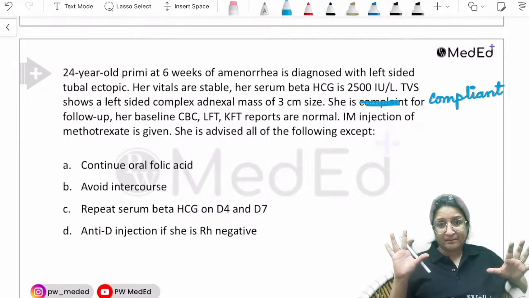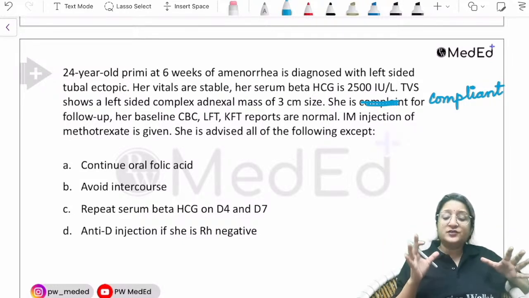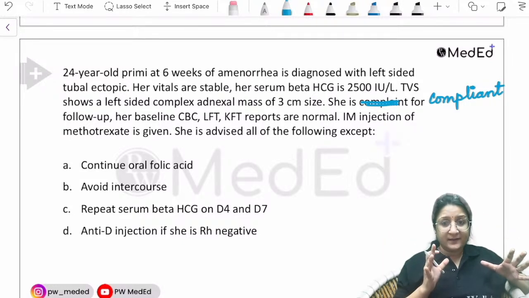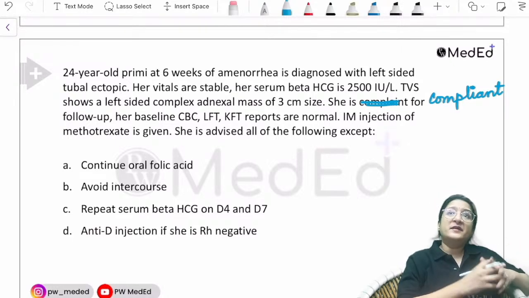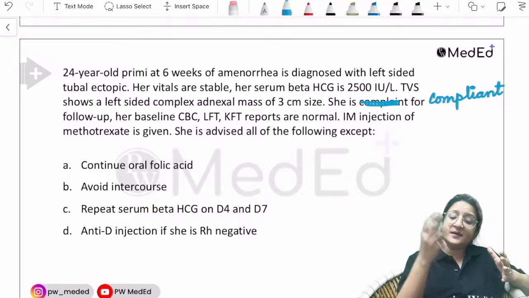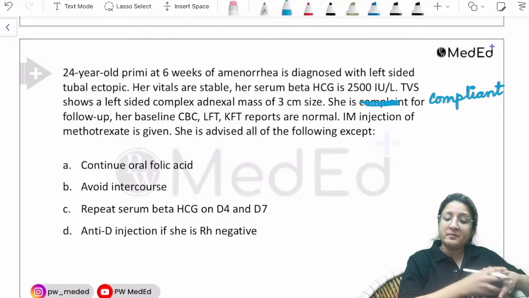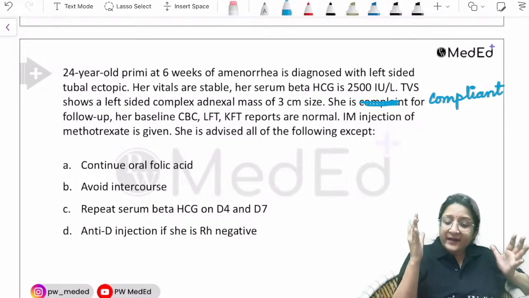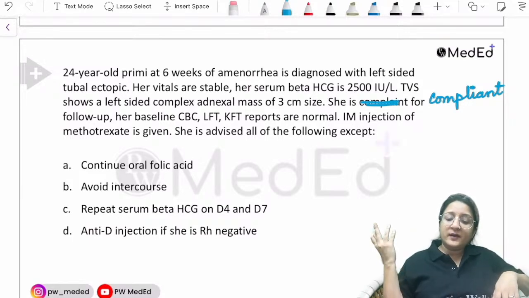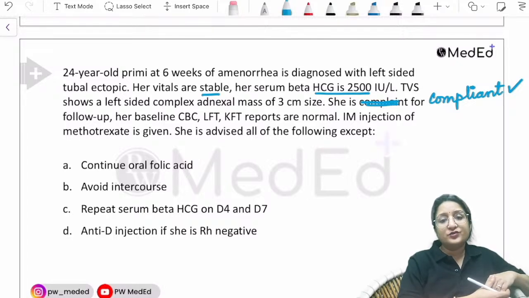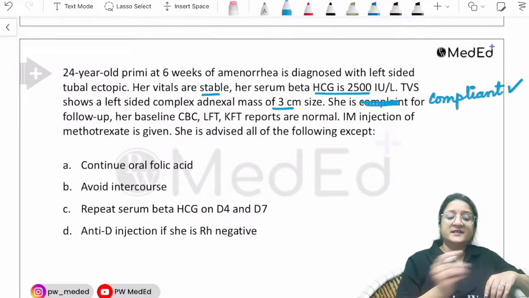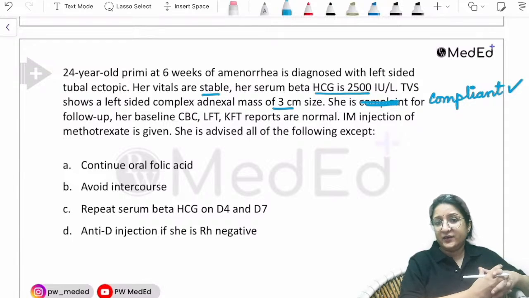except. So they're asking you questions on medical management of ectopic. And repeatedly they have asked this, so this is again a one step ahead question from medical management of ectopic. Read this question, you will realize the criteria for medical management: vitals should be stable, she should be compliant, beta HCG level should be less than 5000. The mass size here is 3 centimeter, it should be less than 4 centimeter. Cardiac activity should be absent, you know that.